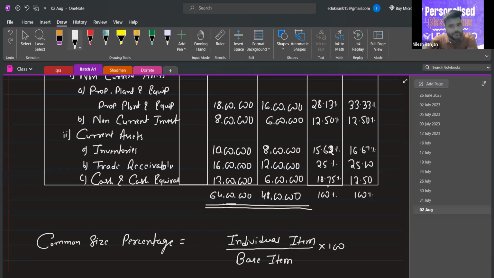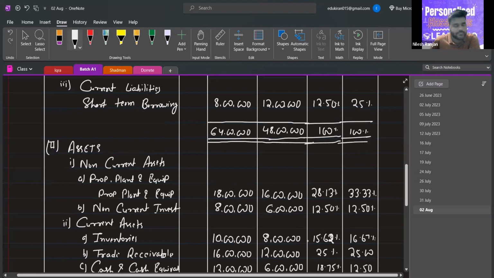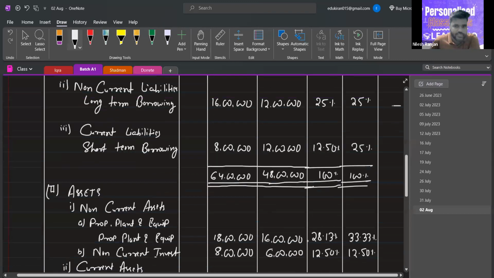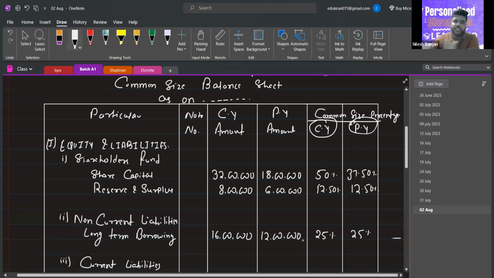And also our property, plant and equipment is decreased. So the only thing increasing here is cash and cash equivalent, which is not good for our business because it is idle cash. There is no return on idle cash. So this is our common size statement. Now, do you have any question?